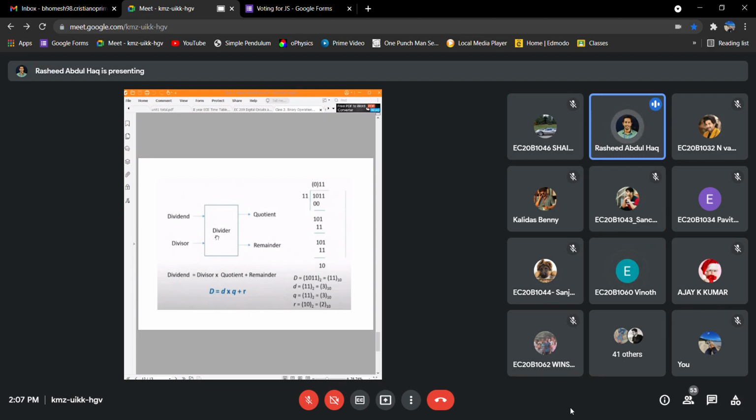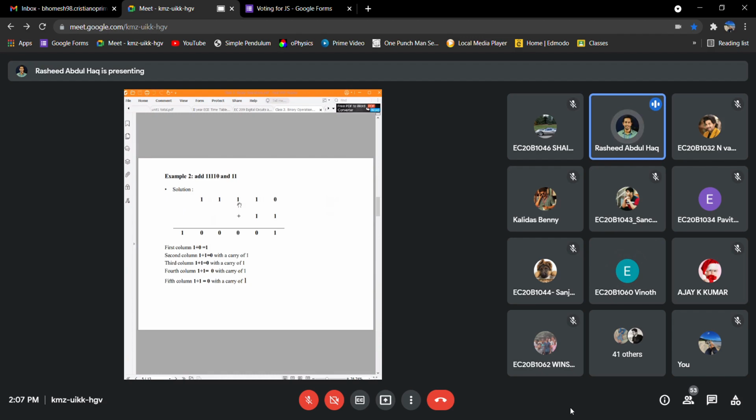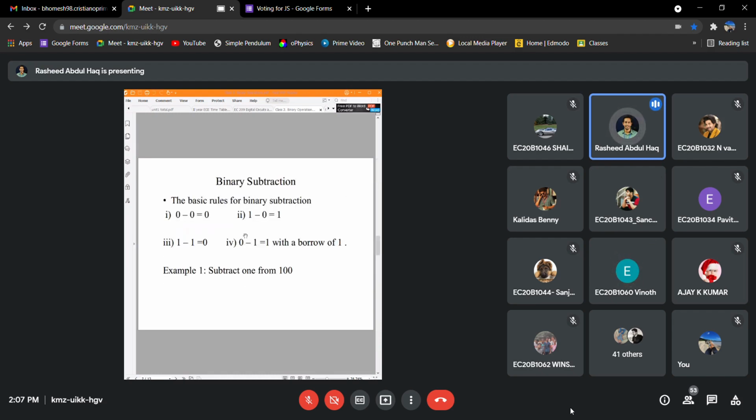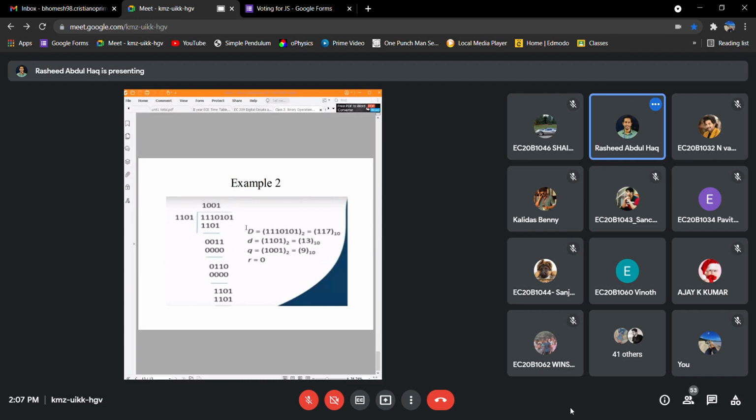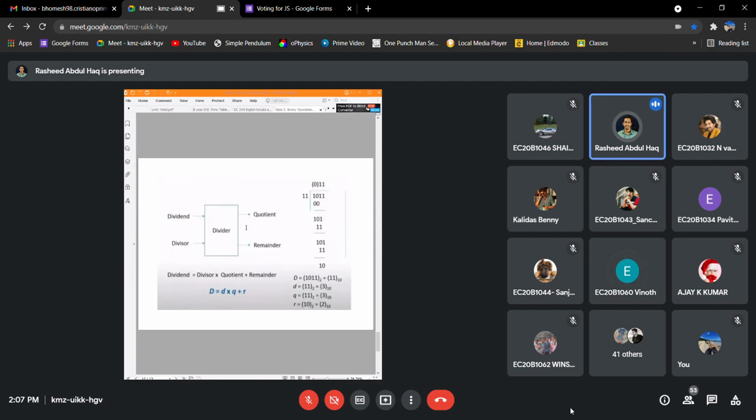Okay, sir. Second, 0 minus 1. We will go back. 0 minus 1, what is the rule? One with borrow one. So 1 we will get here and a minus 1 on the top. Like, one borrow can be written as minus 1 also. So that minus 1 and that 1 get cancelled.